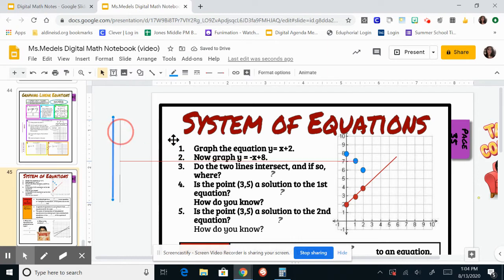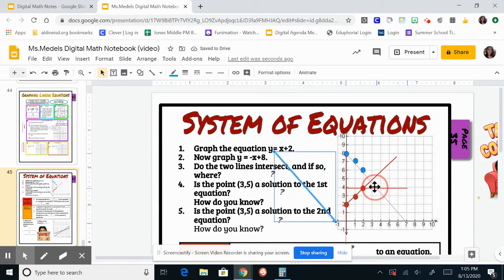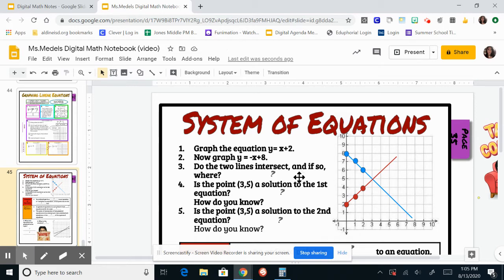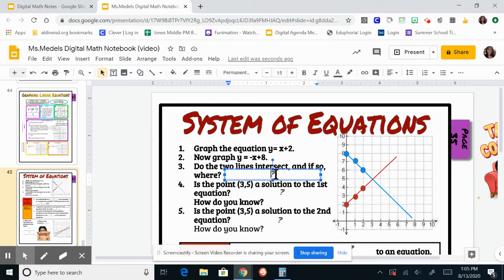Now I'm going to take my line, and I'm going to adjust it, just a smidge. Okay, now, do the two lines intersect? Well, we know that intersect means that they cross, so yes, they intersect.